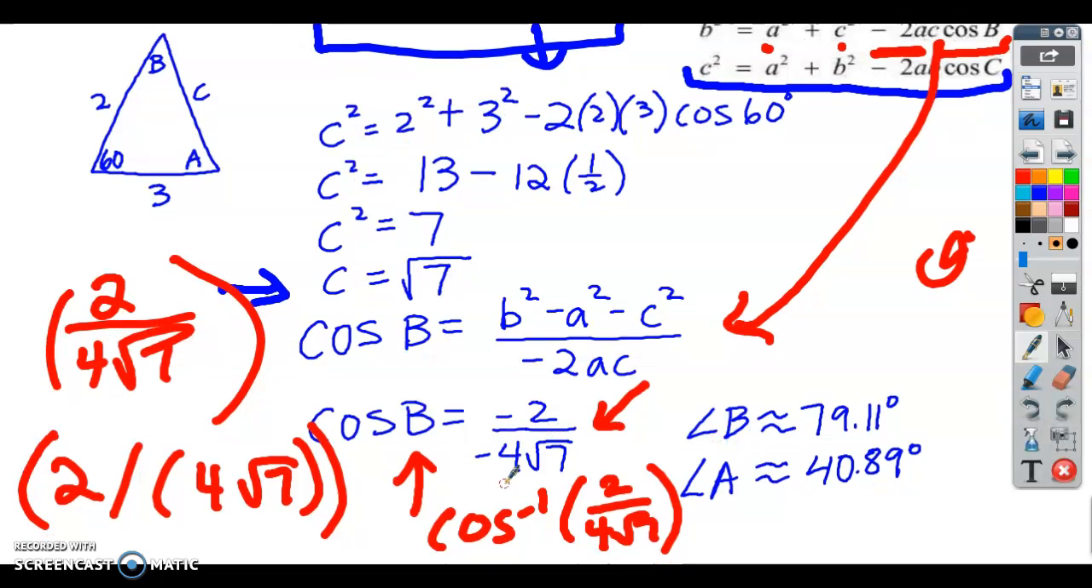Once we use inverse trig and find the measure of the angle, then we have two angles. We can subtract the 60 and the measure of angle B from 180, because all three interior angles have to add up to 180, and then we get the value for the measure of angle A.